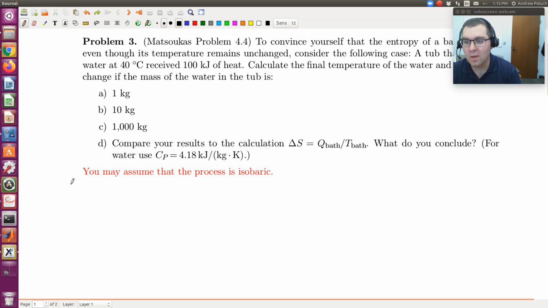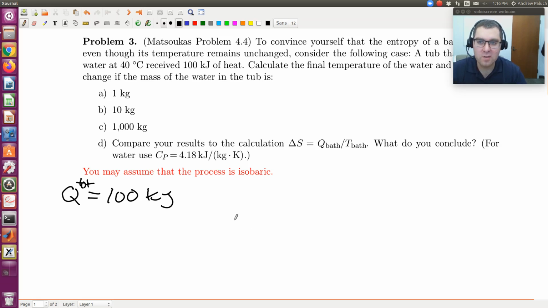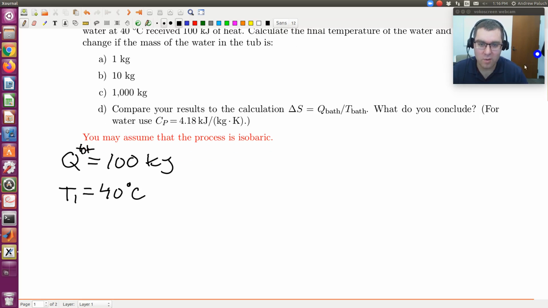heat. So I'm going to receive 100 kilojoules of heat. That's going to be a positive Q, and I'm going to write it as Q total. It's a positive Q because it's heat received. My initial temperature is 40 degrees C. And then we're going to analyze this process for three different cases of mass, and we'll evaluate all three individually.